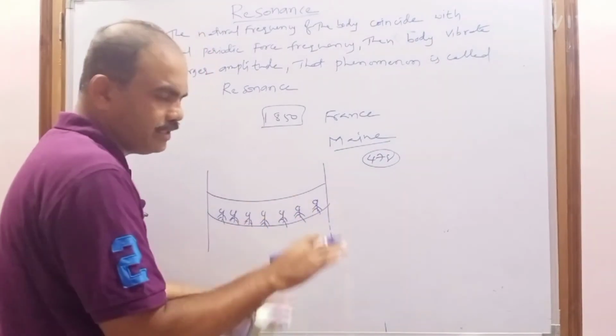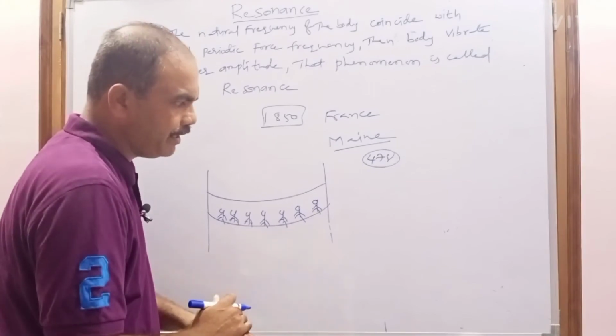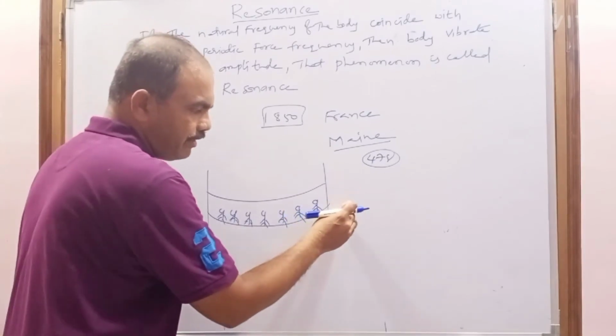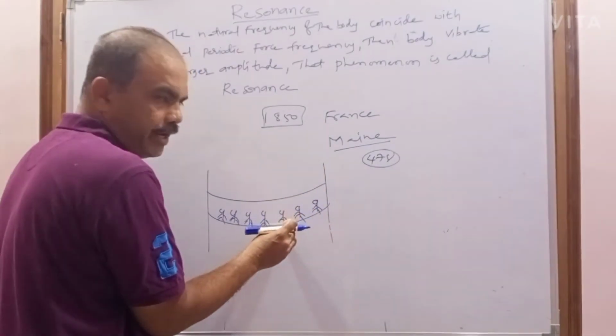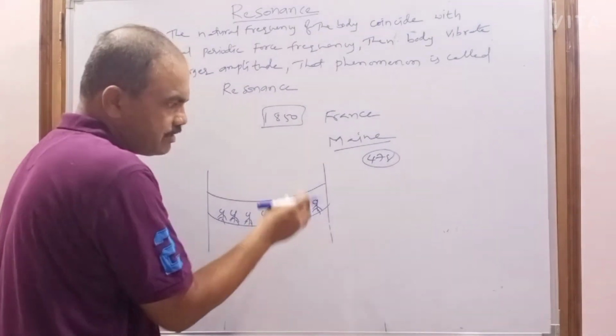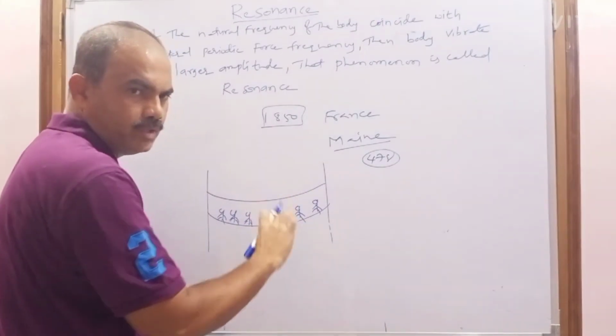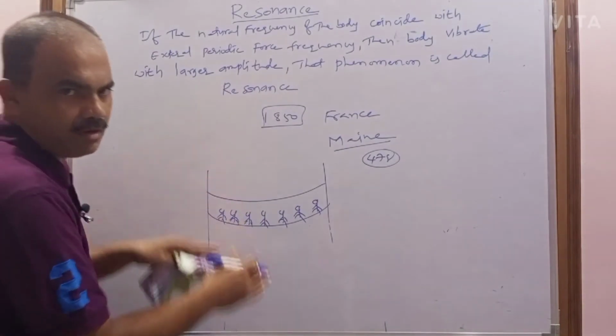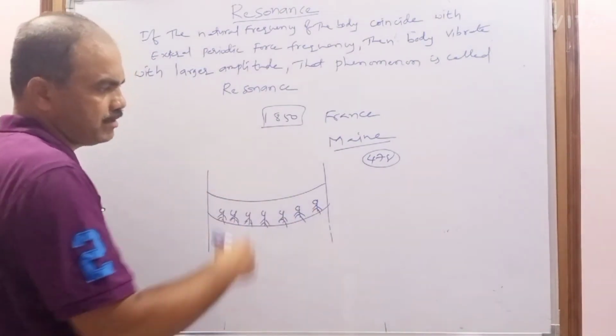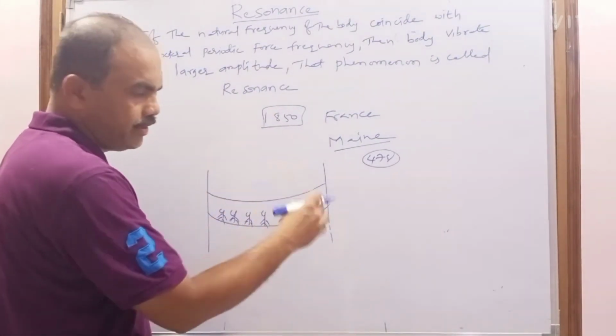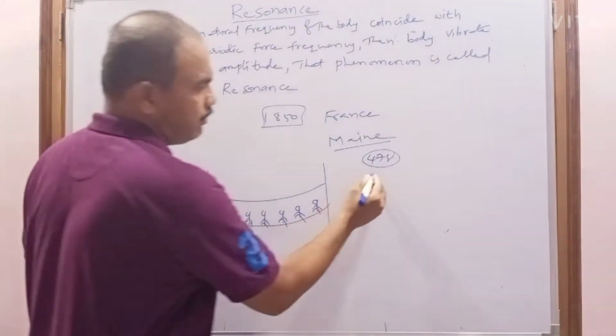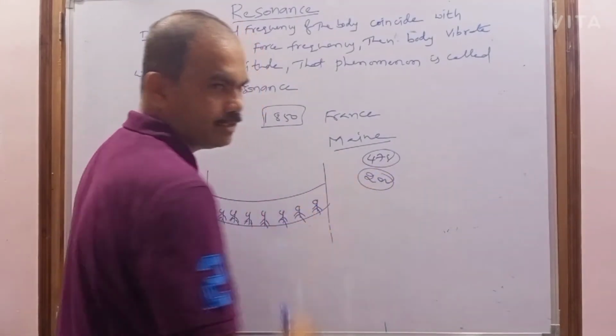When they are doing the left right, the marching frequency exactly coincides with the natural frequency of the bridge. Due to that, the bridge vibrates with larger amplitude. That's why the bridge collapsed. During this collapse, around 200 soldiers died.